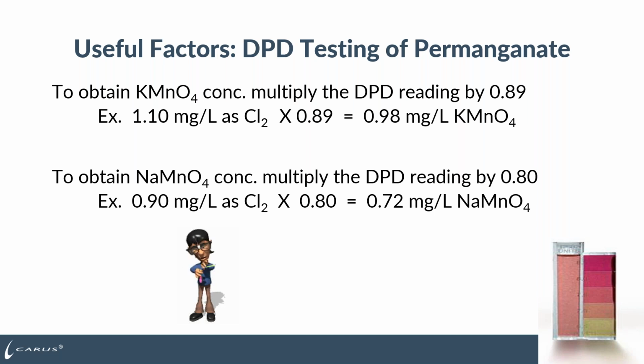So if you get that DPD reading and it was reading 1 as free chlorine, but you were feeding sodium permanganate, you'd really be seeing about 0.8 milligrams per liter as sodium permanganate in the jar. So it's just something, a little extra math that you have to do because we're modifying this method for permanganate. But a lot of plants use this method on a daily basis to track permanganate residual in their plant, and they find it pretty easy to use.